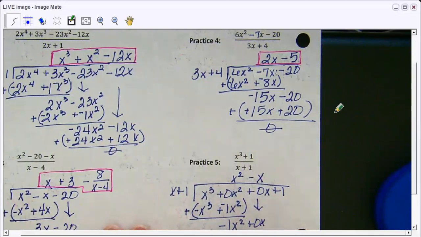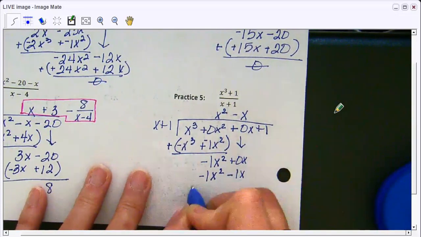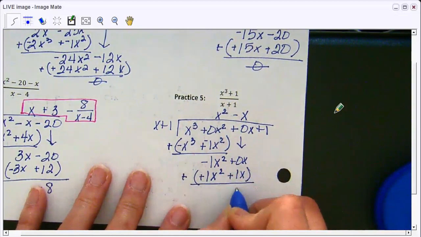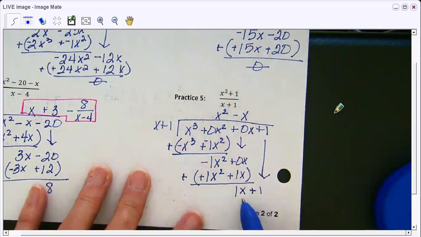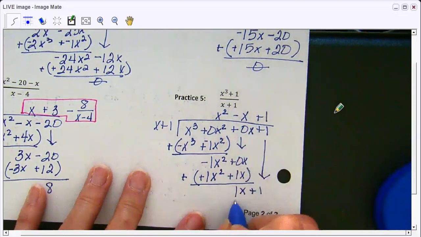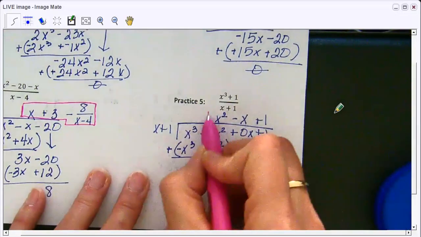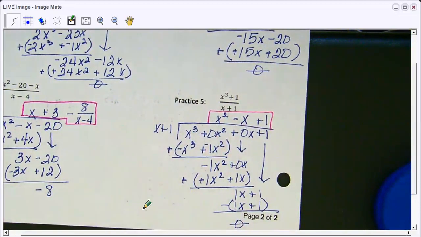x goes into negative 1x squared, negative 1x times. So we're going to subtract this. And we get 1x, and then we bring down our 1. x goes into 1x, 1 time. And when we subtract it, we get no remainder. So this is our final answer right here. And that concludes lesson 6.11.